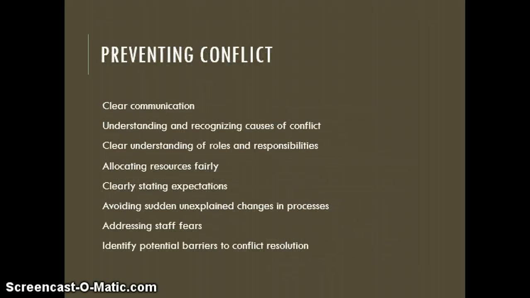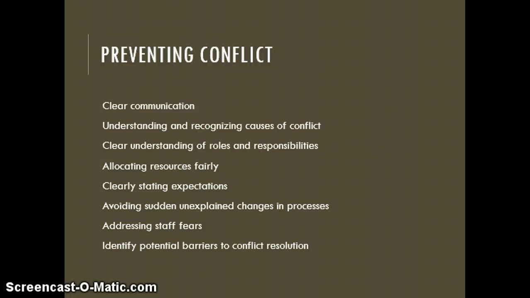There are some strategies to help prevent conflict. These include very clear communication, where the sender makes sure that the receiver is getting the correct message. Understanding and recognizing the causes of conflict, especially common causes in nursing, and how to recognize them. A clear understanding of the roles and responsibilities of the individuals that are working. With nurses, which nurse is going to be doing what.